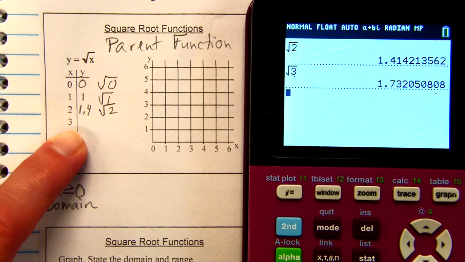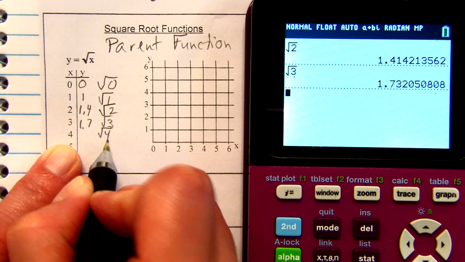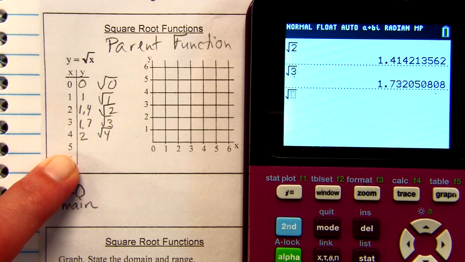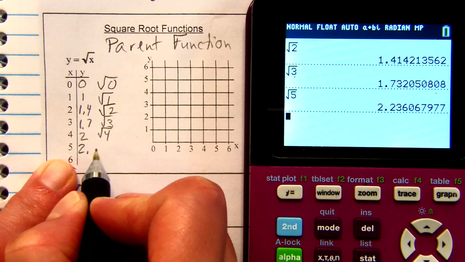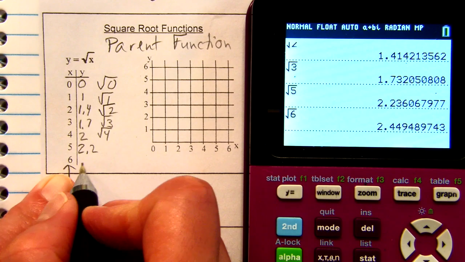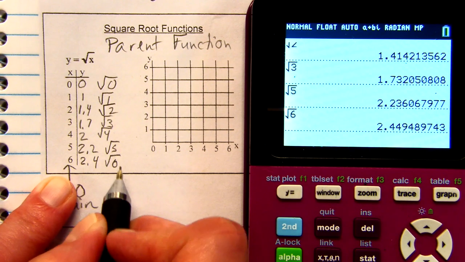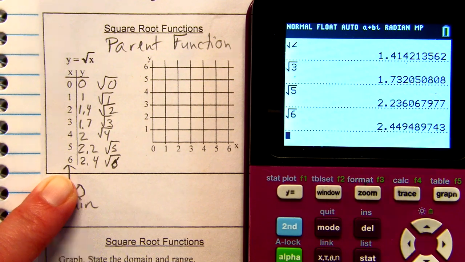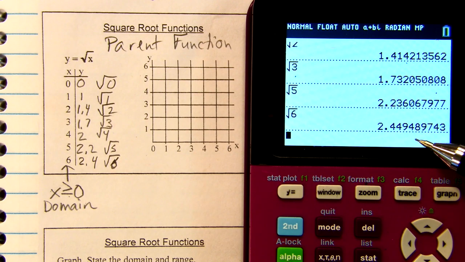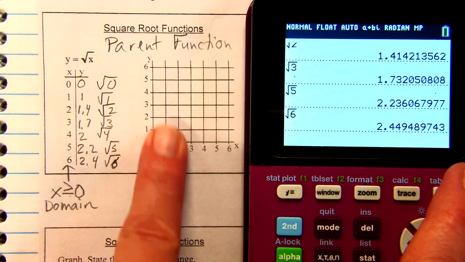And then we can do the same thing for square root of 3, and we get about 1.7. And then the square root of 4 is a perfect square, that is 2. Square root of 5 is 2.2. Square root of 6 is about 2.4. So if it's a perfect square, you'll get a whole number answer. If it's not a perfect square, the answer is irrational, but to graph it, we're just rounding those decimals off.